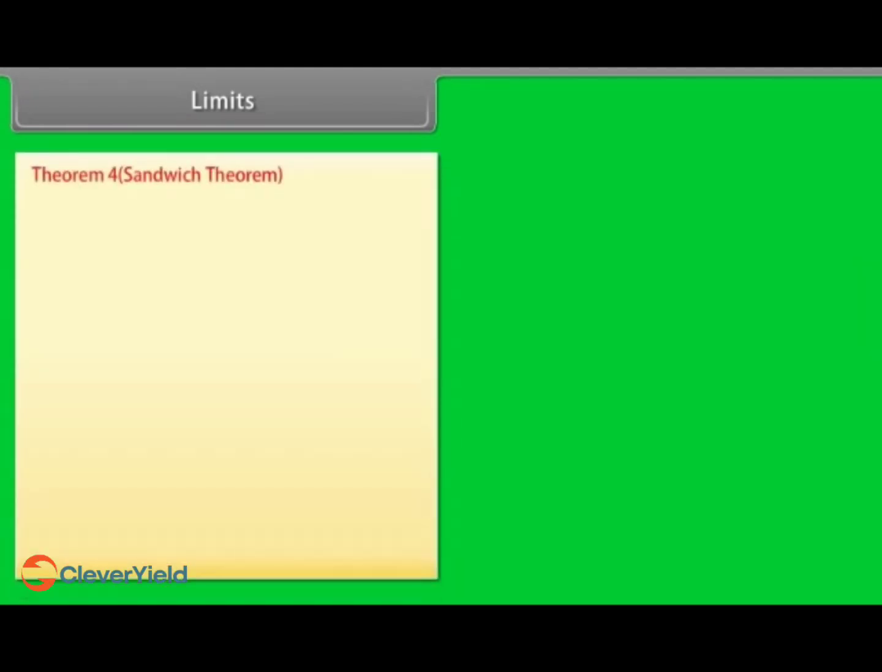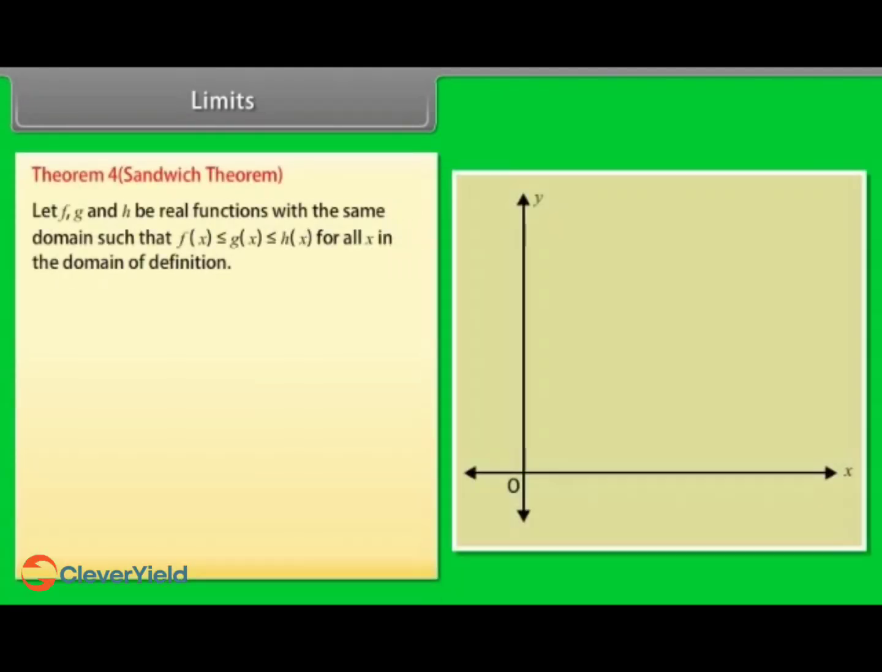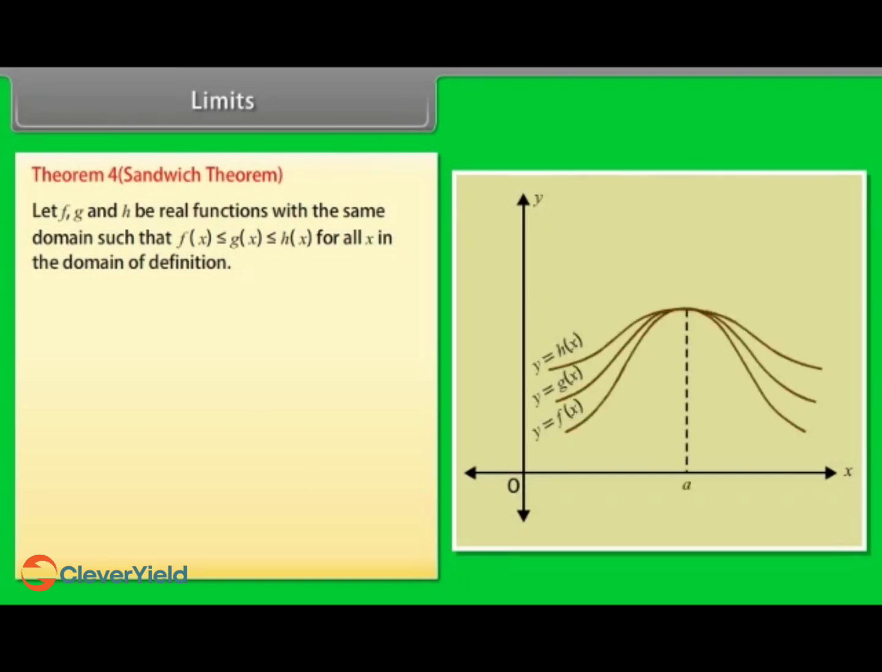Theorem 4. Sandwich theorem. Let f, g and h be real functions with the same domain such that f(x) is less than or equal to g(x) which is less than or equal to h(x) for all x in the domain of definition. For some a, if both limit x tends to a of f(x) is equal to l is equal to limit x tends to a of h(x), then limit x tends to a of g(x) is equal to l.